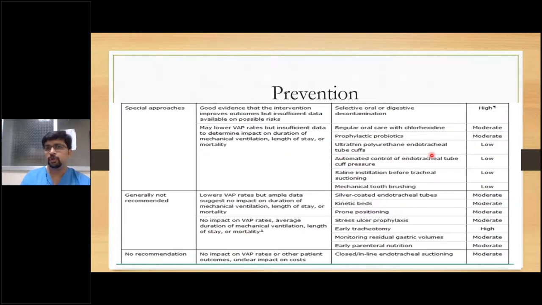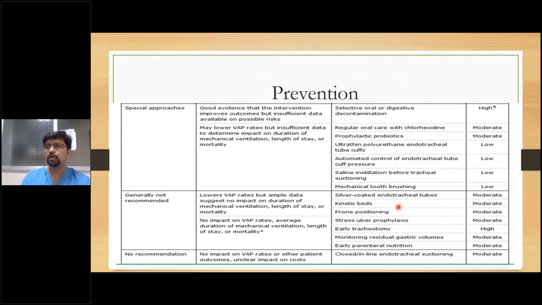Ultra thin polyurethane endotracheal tube cuffs, automated control of endotracheal tube cuffs, saline instillation before tracheal suctioning, and mechanical tooth brushing. They are some of the special approaches which we can do, but the quality of recommendation is low. There are a few recommendations which are generally not recommended, which we may or may not do depending upon the availability. Okay, silver coated endotracheal tubes, that also is a plus or minus.